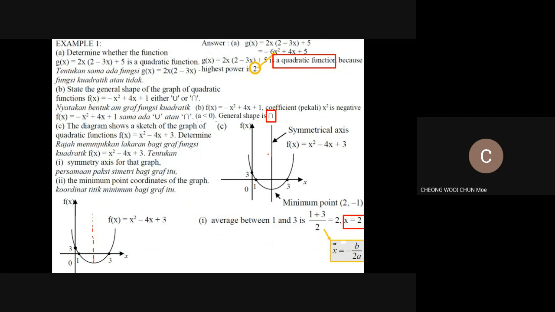If you write 2, it is wrong. It's not the axis of symmetry. You must get the line. This line is x equals 2. If you write 2, where is 2? So sometimes you can use this formula.